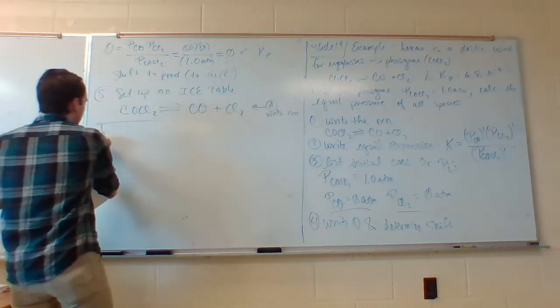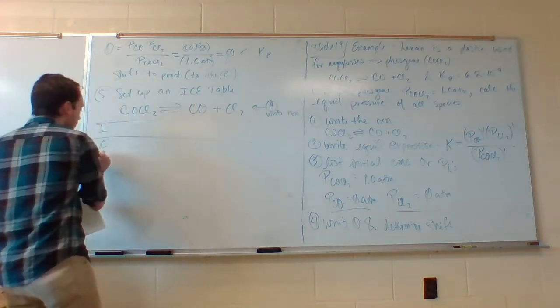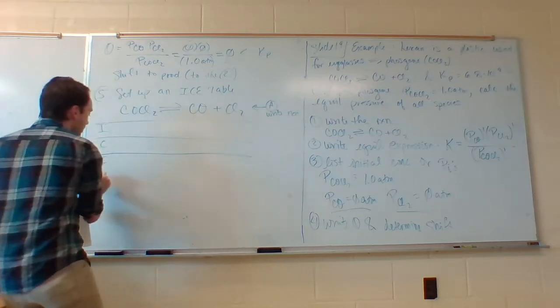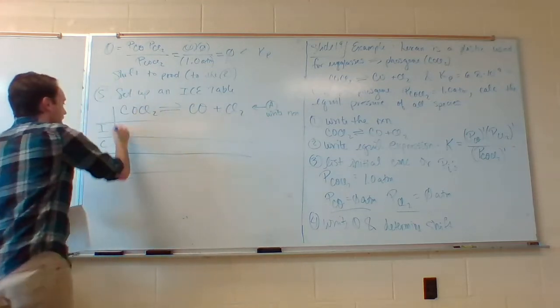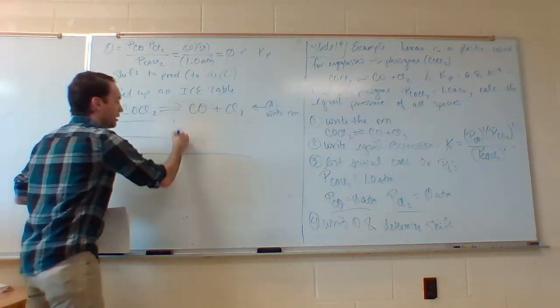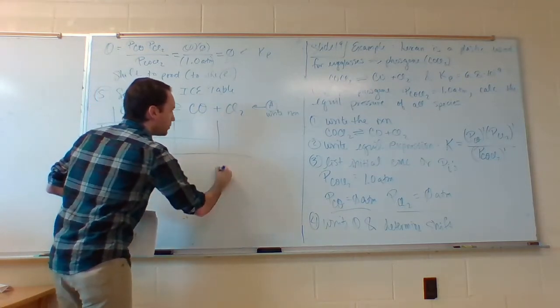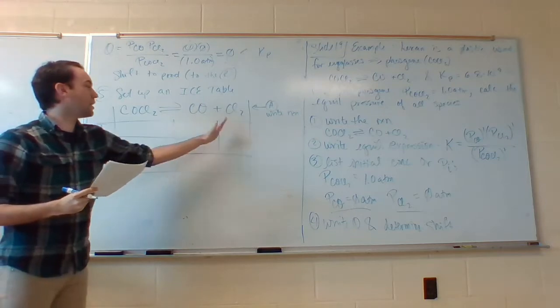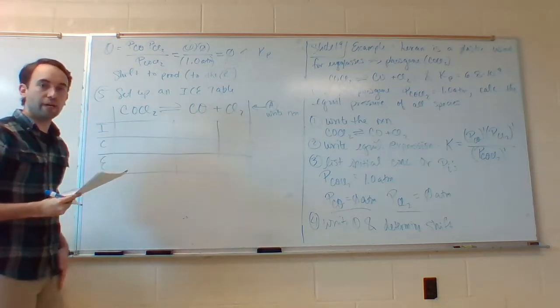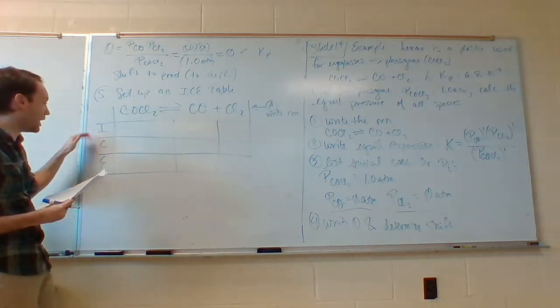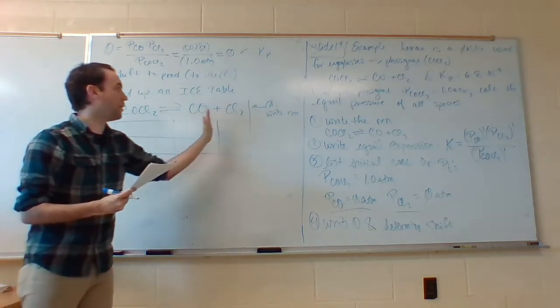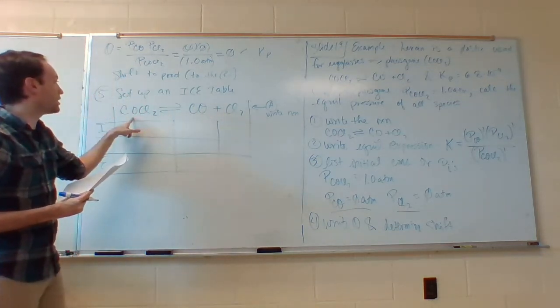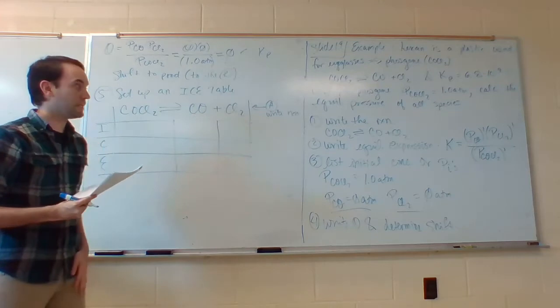All right? Now, I stands for initial, C stands for change, and E stands for equilibrium. All right? And then you sort of build a table where you have the same number of columns as you do species in your reaction. Okay, so your rows are ICE, and you have however many columns are going to be the number of species.